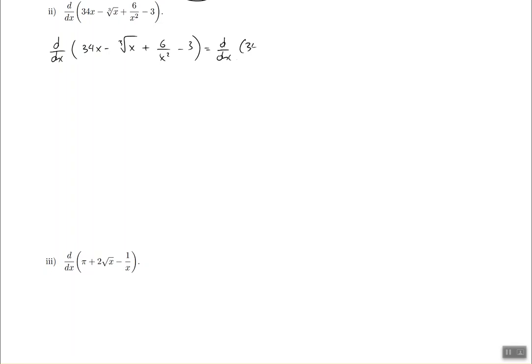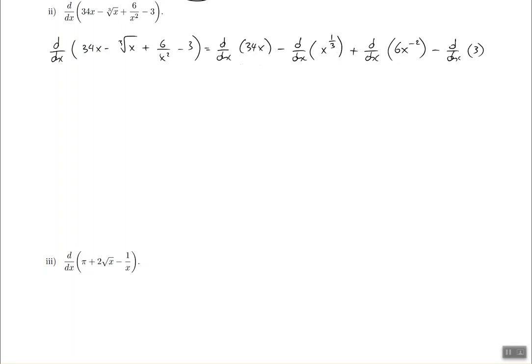One for the 34x, one for the cube root, and since I have a cube root and it's not convenient, I'm going to rewrite it right away as x to the power of 1/3 so that I can see what the power is. Same thing again with the plus, and then I have the derivative with respect to x of 6 over x squared on the denominator. So I'm going to rewrite it with 6x to the power of -2 on the numerator. And then finally the derivative with respect to x of 3.